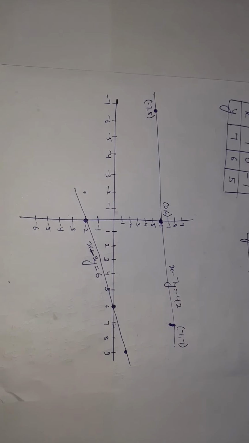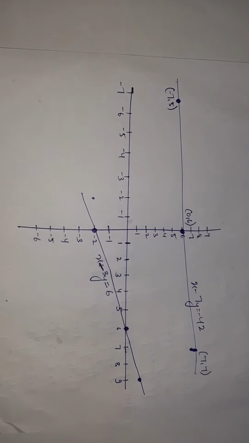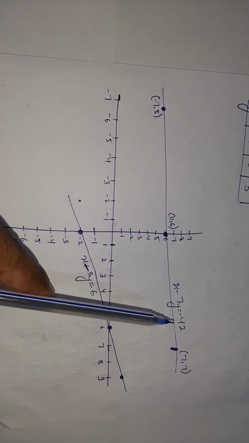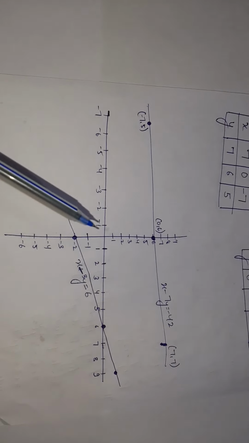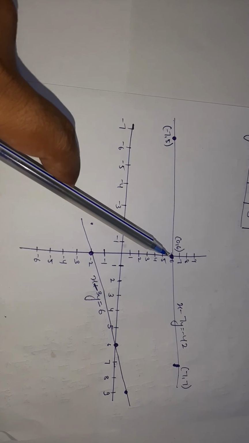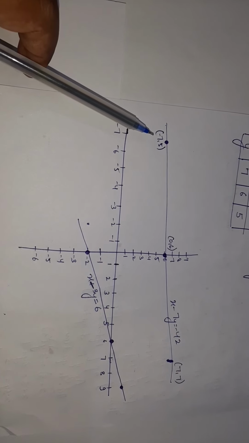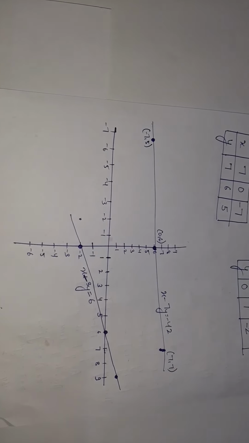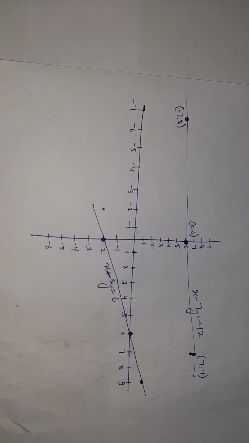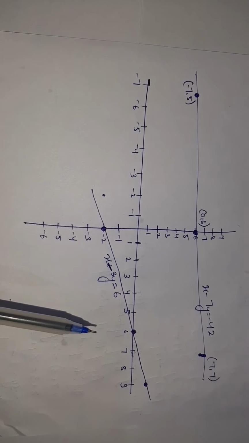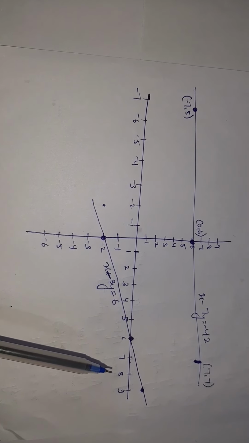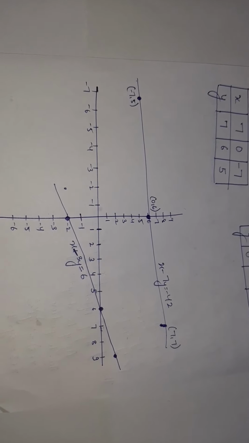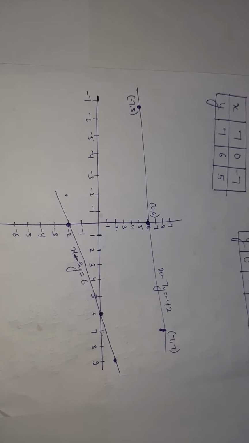Now just draw them on the graph. I have plotted these points. This is the equation for x minus 7y is equal to minus 42. 7 comma 7, 0 comma 6 on the y-axis, minus 7 comma 5. I've joined the points, a straight line is formed. The next, again 3 points we have marked. The equation is here. Got it?